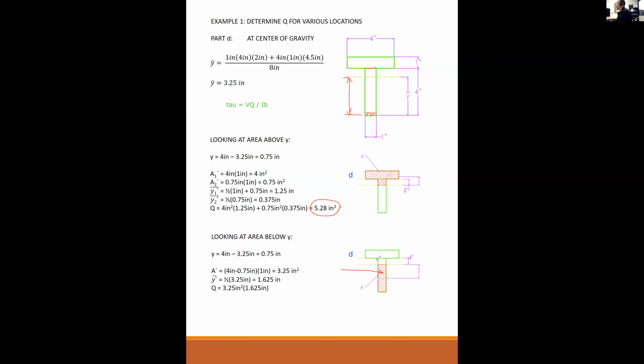If I actually try to make a cut up in here somewhere, you're saying, well, you add this much more area there, but you're taking that area away from this side. And what's happening is Y is actually getting smaller, so Q is getting smaller. So the answer is the largest possible Q available is taking a cut right at the neutral axis.